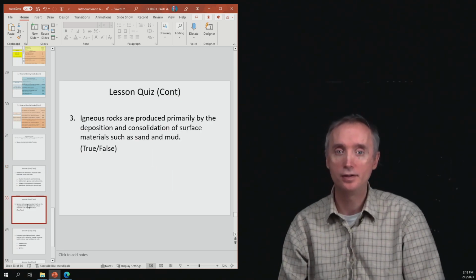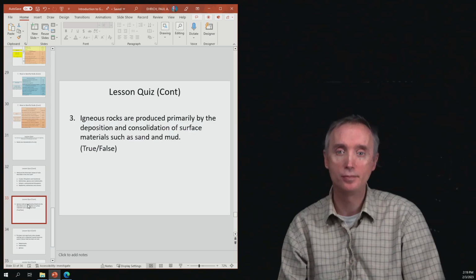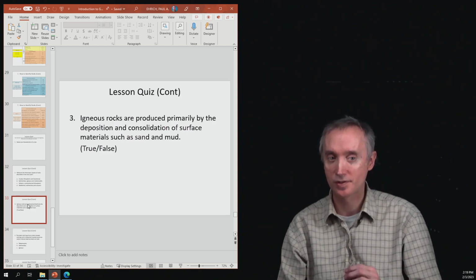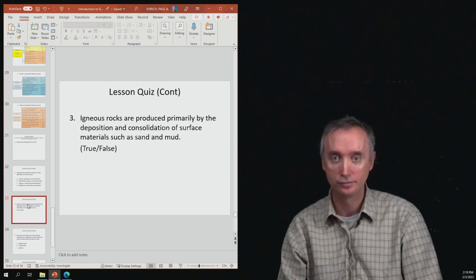Okay, number 3, igneous rocks are produced primarily by the deposition and consolidation of surface minerals such as sand and mud. Is that true or false? No, that's false. So where do the igneous rocks come from? They come from the solidification of magma or lava.